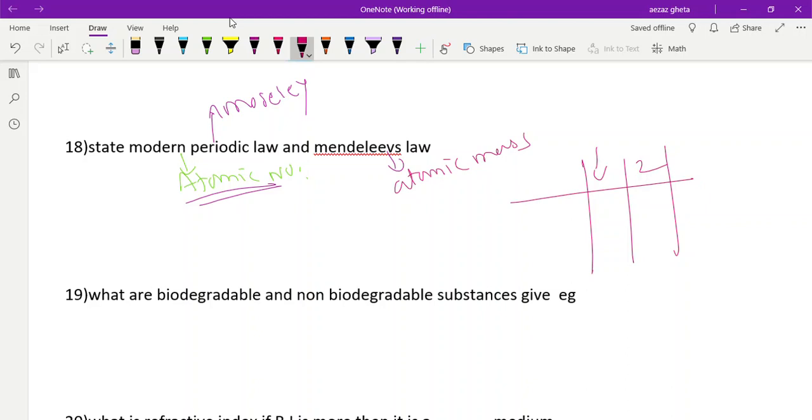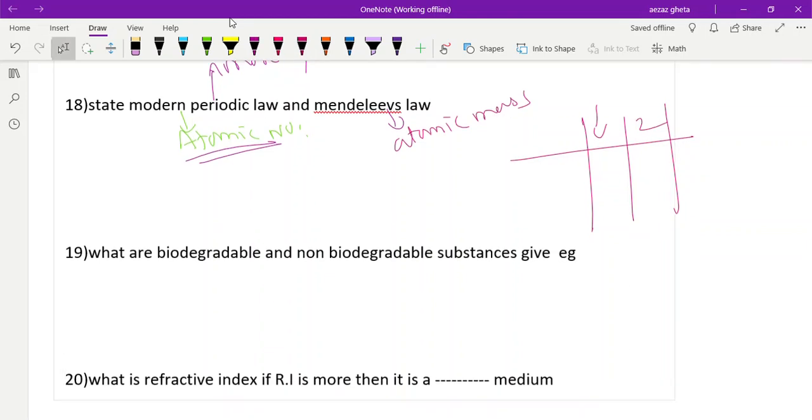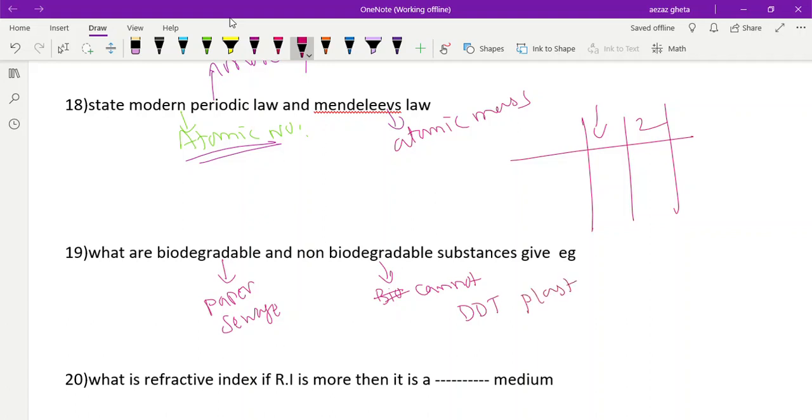Understood? What are biodegradable substances? The substances which can be decomposed or degraded by biological activity are called biodegradable substances. Paper, kitchen waste, sewage waste. Non-biodegradable substances cannot be degraded or decomposed by any biological activity. Examples: DDT, plastic, etc. Okay.